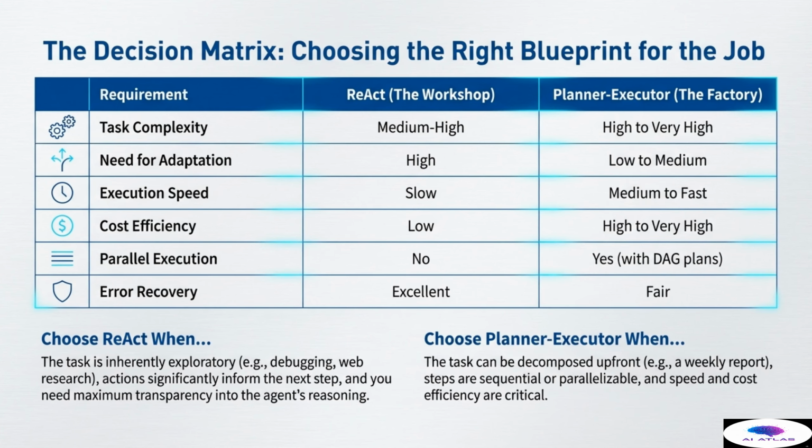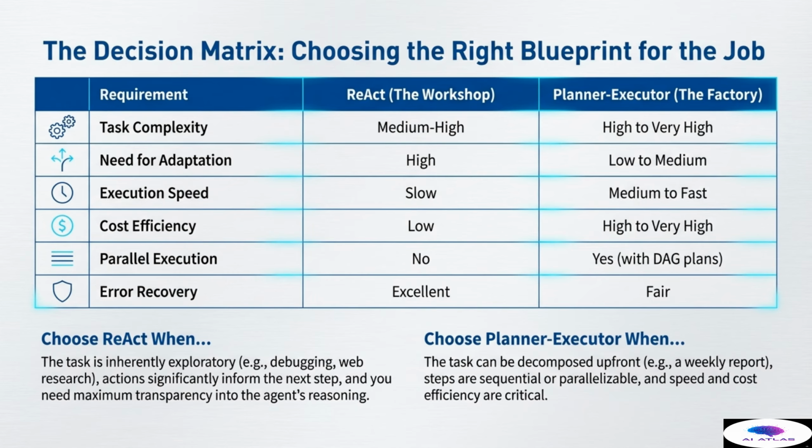Having defined both the ReAct workshop and the Planner-Executor factory, we now must consult the decision matrix, choosing the right blueprint for the job. This matrix outlines the critical trade-offs across 6 key metrics. When considering task complexity, both handle high complexity, but the factory scales better to very high levels due to its upfront decomposition.